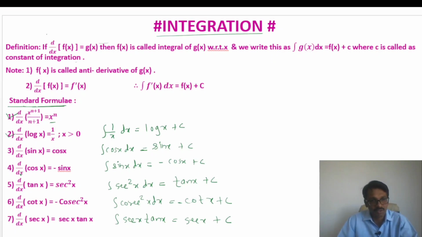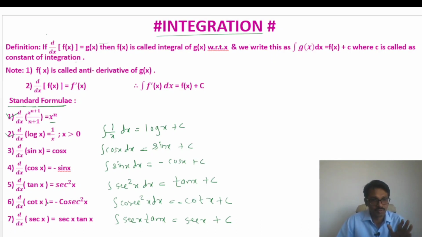If you take the derivative of cos x, the value is minus sin x, but if you take the integration of sin x with respect to x, we get minus cos x plus c. If you take the derivative of tan x, we get sec square x, but if you take the integration of sec square x with respect to x, we get tan x plus c.